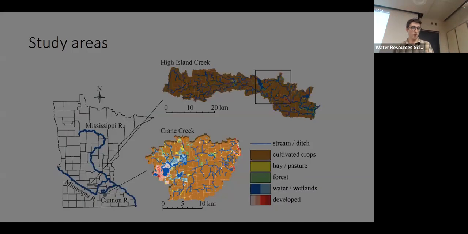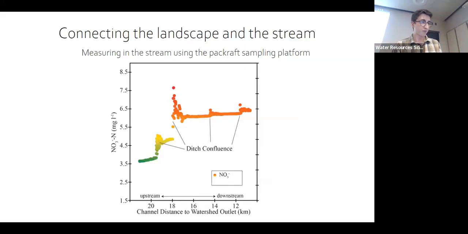So going over to Crane Creek, like I mentioned before, Crane Creek's unique in that this section that we paddle starts in this headwaters where you have this lake and wetland complex. And as you move downstream, you enter regions that are dominated more by cultivated crops. So if we look at a section that we've paddled in Crane Creek, you can see that effect.